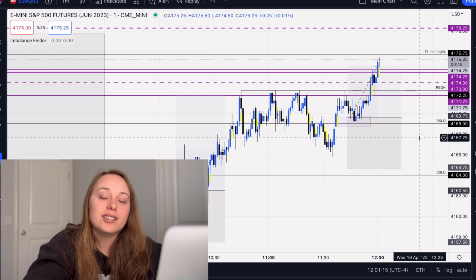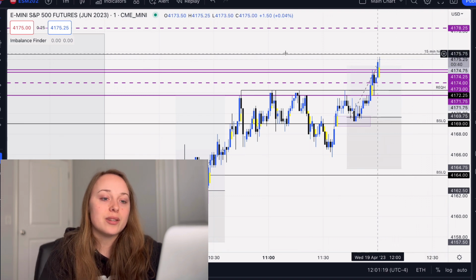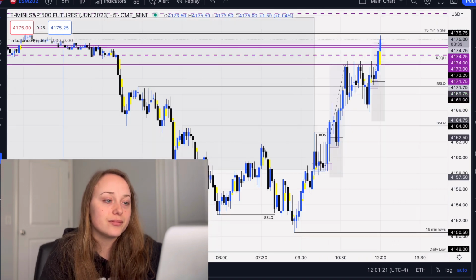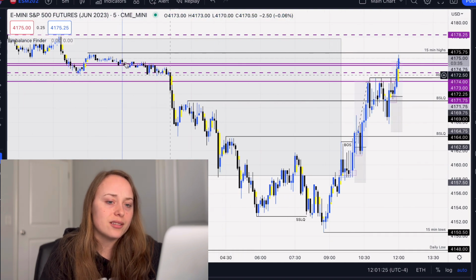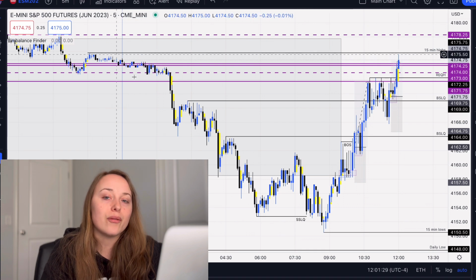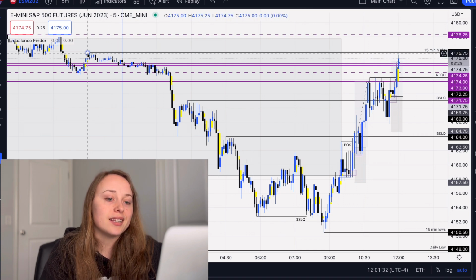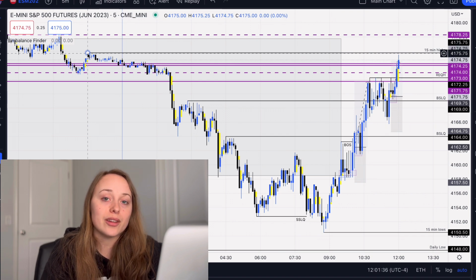So I kind of want to stick around and see if we can hit these 15-minute highs. But you guys can go look in your charts. It's 4175.75. If we hit that today, that's a pretty good day. We took out the highs, and then we're definitely in consolidation.